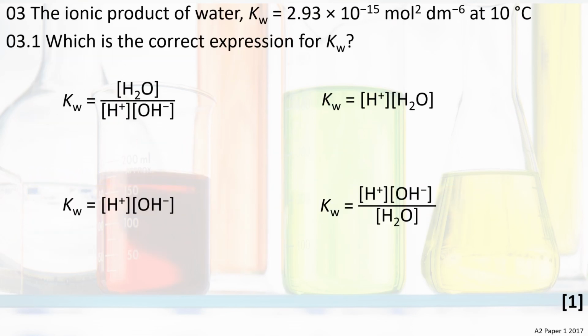Here's the question. The ionic product of water, Kw, is equal to 2.93 times 10 to the minus 15 moles squared dm to the minus 6 at 10 degrees Celsius. Which is the correct expression for Kw?